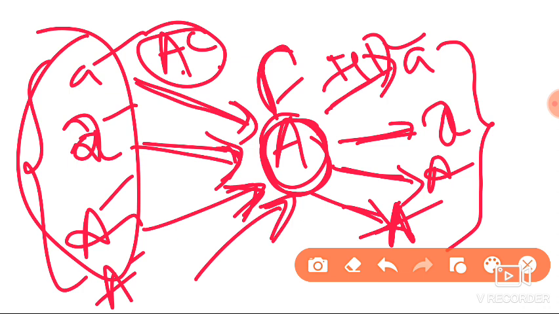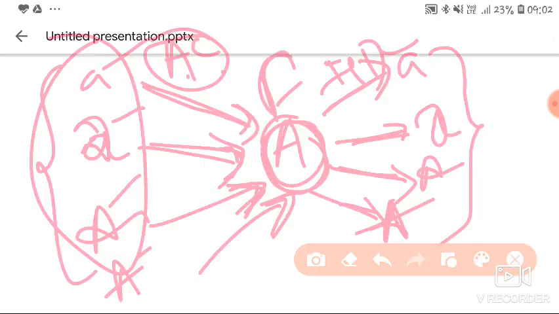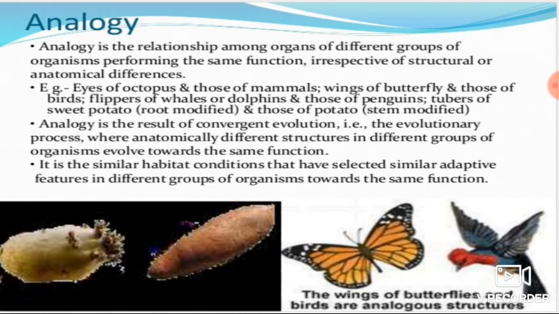Please remember. An example for analogous organs you can take is the eyes of octopus and human. You can take potato and sweet potato, and along with that you can take another example, the wings of butterfly and birds. If you observe the wings of the butterfly and the birds, they are totally different, but the function is completely the same. This is about the convergent evolution.